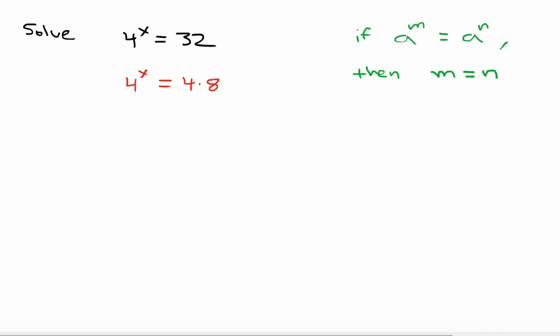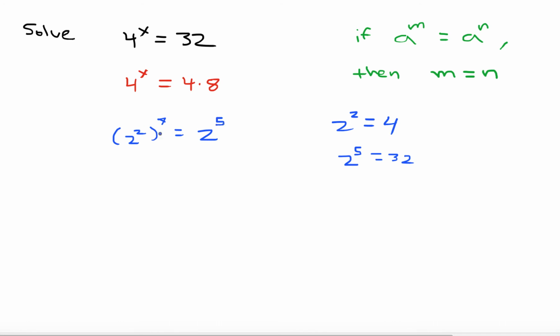And if you take a look at this, we know that 2 squared is equal to 4. And what about 32? 2 to what power is equal to 32? 2 to the 5th power is equal to 32. And that's the key. So we want to get these in terms of a power of 2. So 4 is equal to 2 squared, and 32 is equal to 2 to the 5th power.